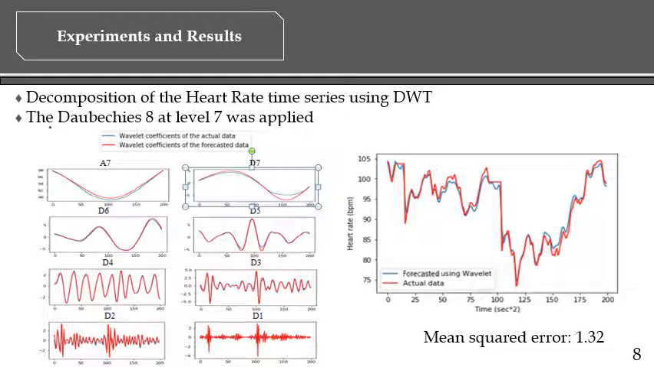Secondly, we decompose the time series using wavelet decomposition. We obtained 1 approximation and 7 details coefficients, and then we summed them up to obtain the forecasted data, and we obtained a mean squared error of 1.32.